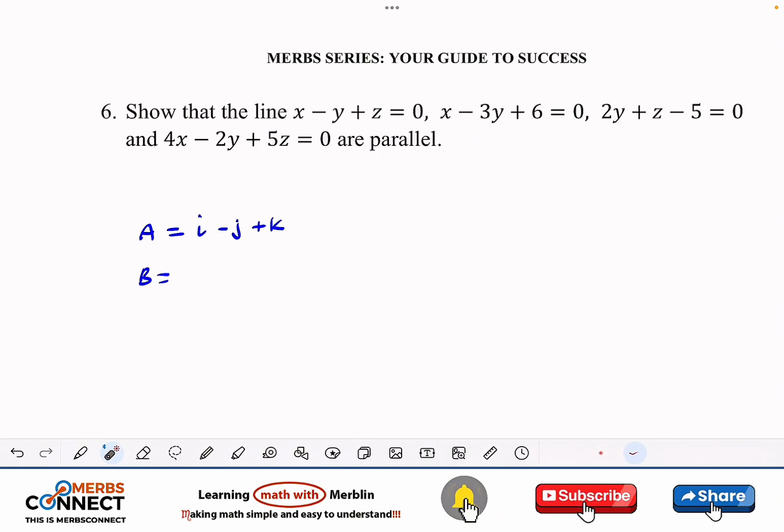Let me make this one B. So this one is going to be i minus 3j. So I pick the coefficient, go with the i. So 1i minus 3j. But here there is no Z. This is just a constant. So you just throw it away. So this one is going to be this with no k.